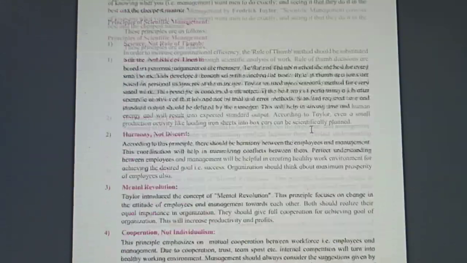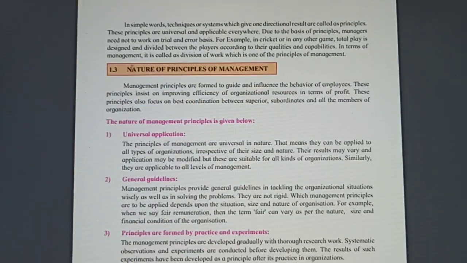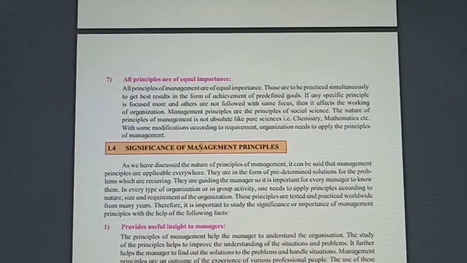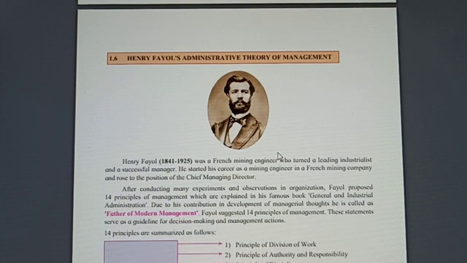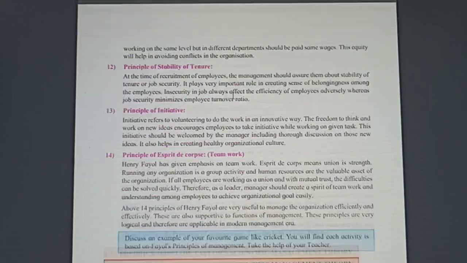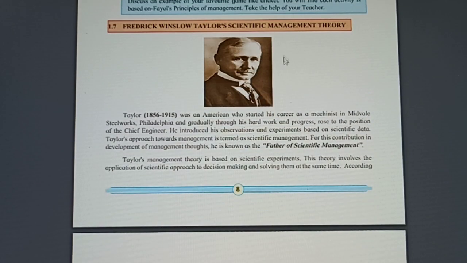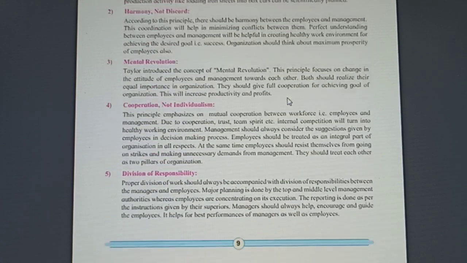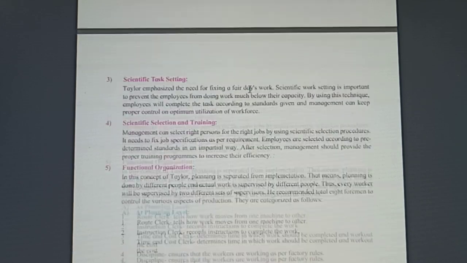Now just recap what is important in this chapter. As you can see, there are 2 short notes first of all. First short note is nature of principles of management, 5 marks. Second, significance or importance of principles of management, again 5 marks. Then you have the main answer, long answer or short answer, Henry Fayol's 14 principles of management. As I said earlier, you have to study all the 14 principles of management, but write accordingly as per the given marks. Second type of theory here is the scientific management theory of F.W. Taylor. Here there are only 6 points in this principle, do all 6. And last, techniques of scientific management, techniques used for this scientific management theory.